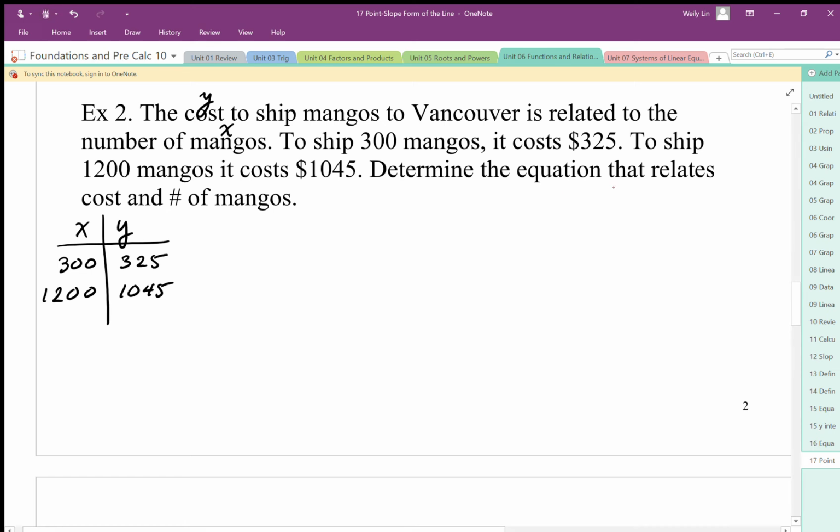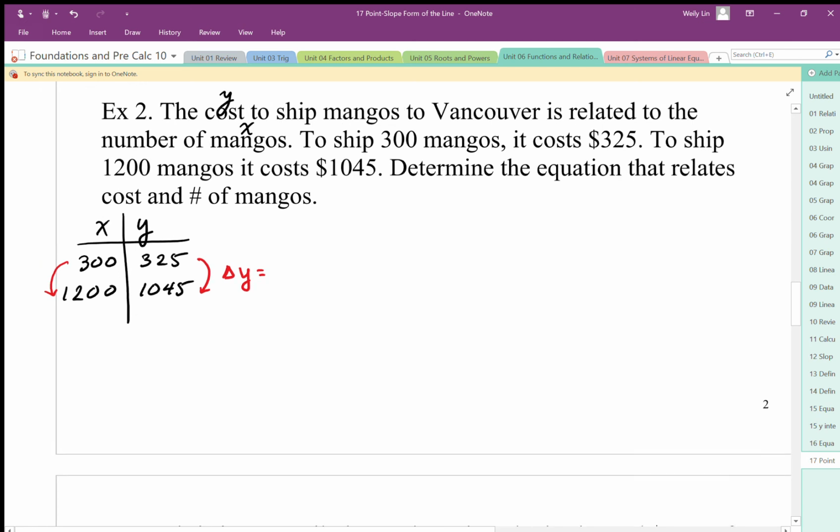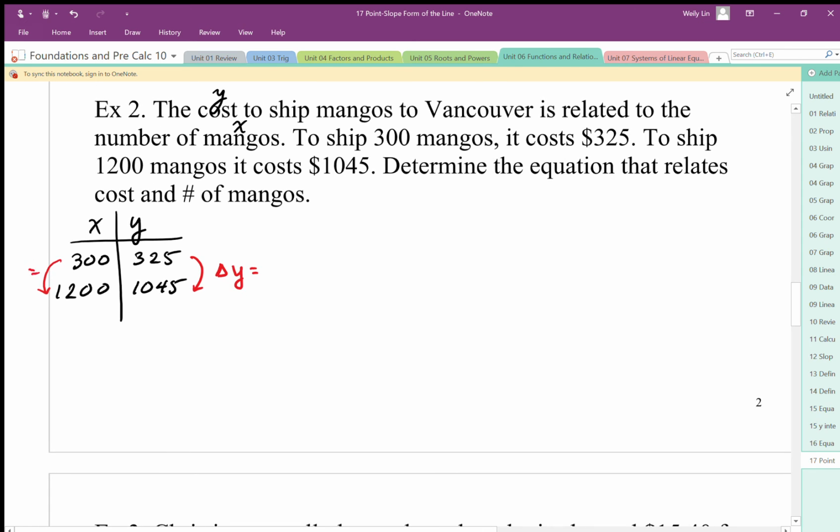I want to find the equation of this relationship, and I'm going to do it with my table, because on my table I can see my changes in y and changes in x. That means I can see my slope on the outside of the table like this. So my change in y, 1045 minus 325 is $720. 1,200 minus 300 is 900 mangoes.